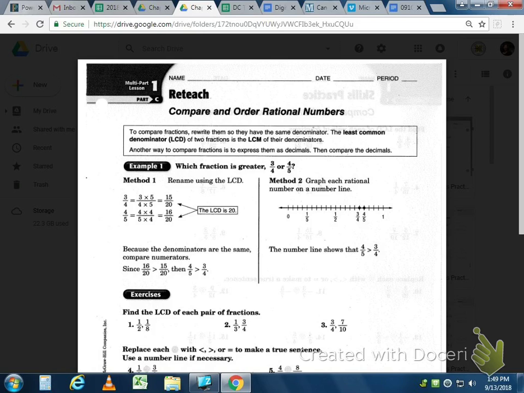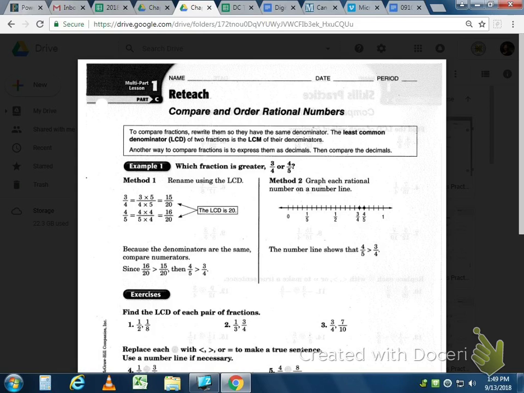It says another way to compare fractions is to express them as decimals and compare them that way. Sometimes one way might be good for one set of fractions, but for another set there might be another way. So I'm going to show you a couple different things. They're starting off by asking which fraction is greater, 3/4 or 4/5. The first method is rewriting them with a common denominator and comparing that way.